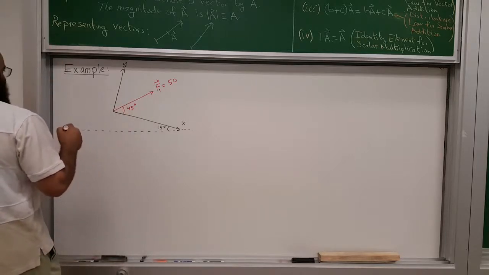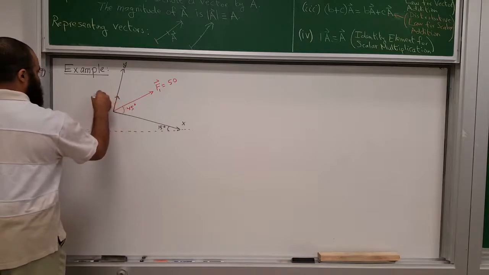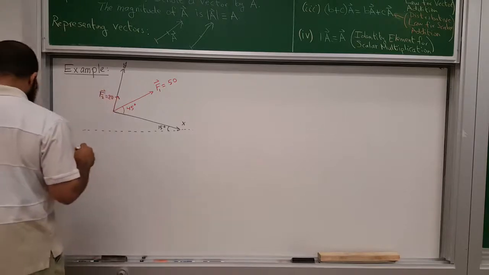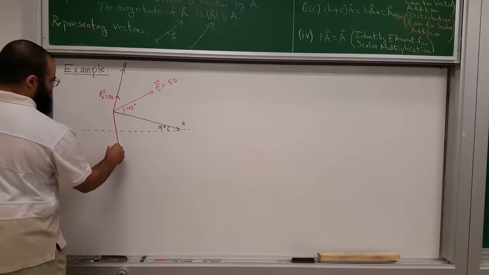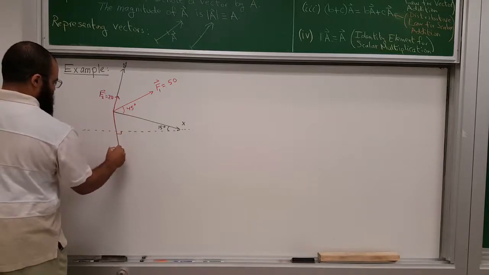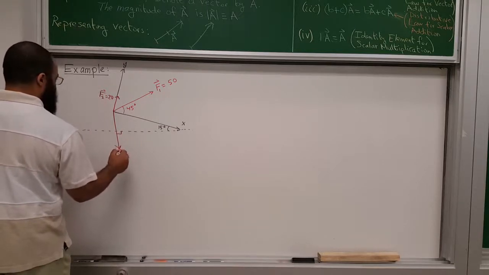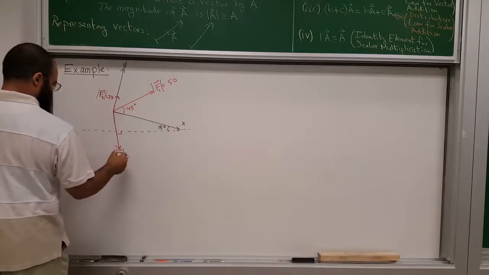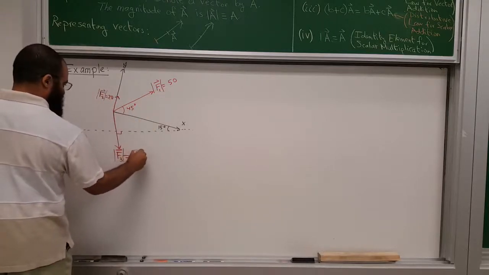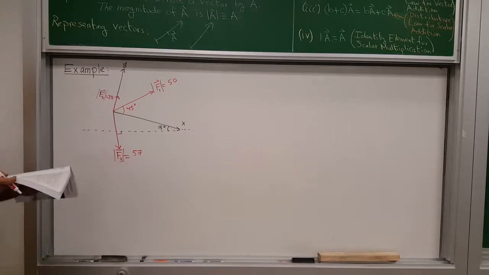And I have another force, F2, with magnitude 20, but it points just straight in the y direction. This is F2, and it is equal to 20. And then there is F3, and it's straight down. Usually it's the weight of the object. Straight down meaning it's at 90 degrees here. And the magnitude of F3 is 57 units. And the question is, what's the net force, meaning F1 plus F2 plus F3?